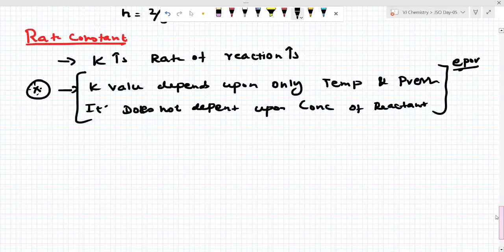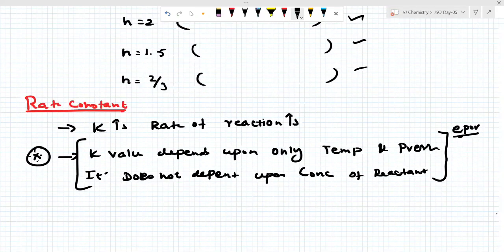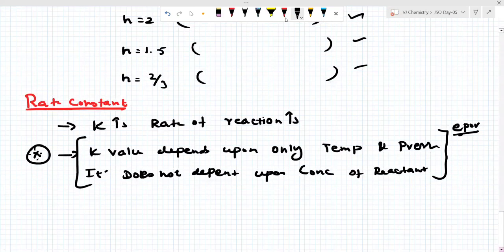Listen, these are two important points. If k value increases, rate of reaction increases. The k value depends only upon what? Temperature and pressure. The rate constant, or specific rate or velocity rate, does not depend upon the concentration of either reactant or product. Both are independent. Okay, now what is the order of reaction? Very important.